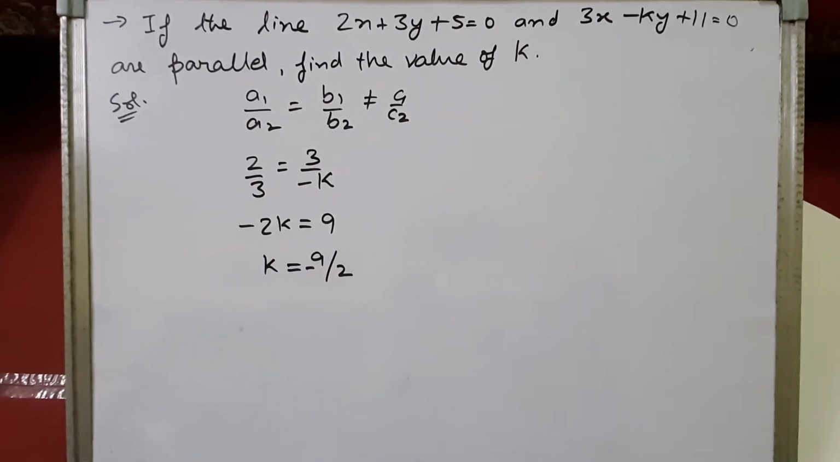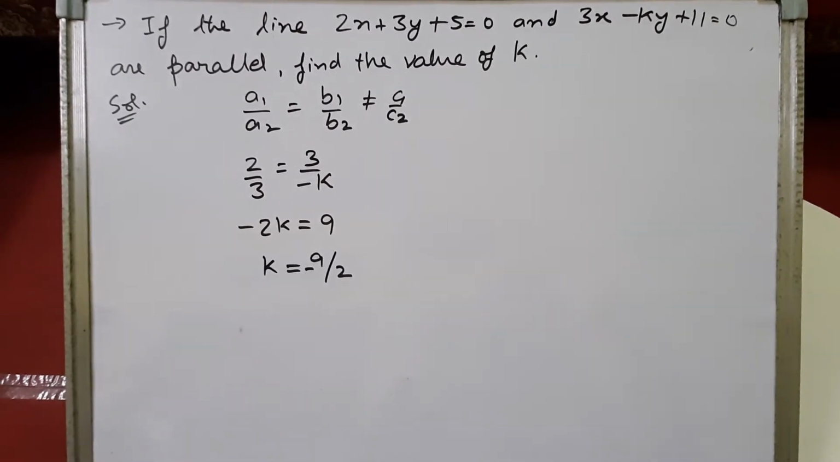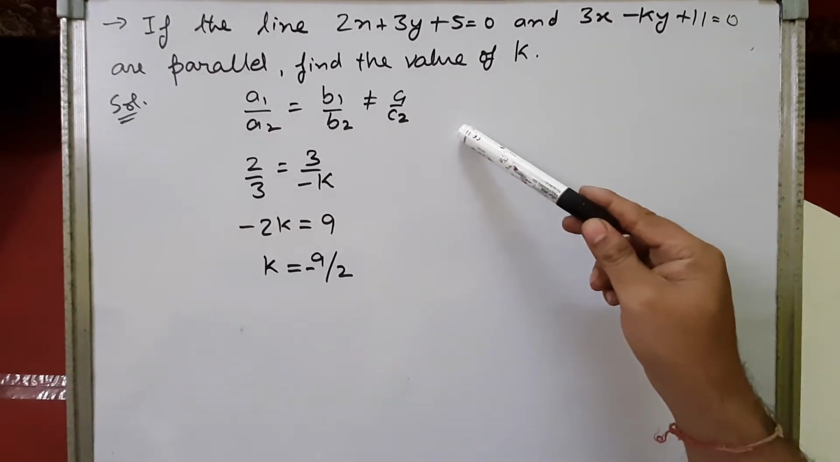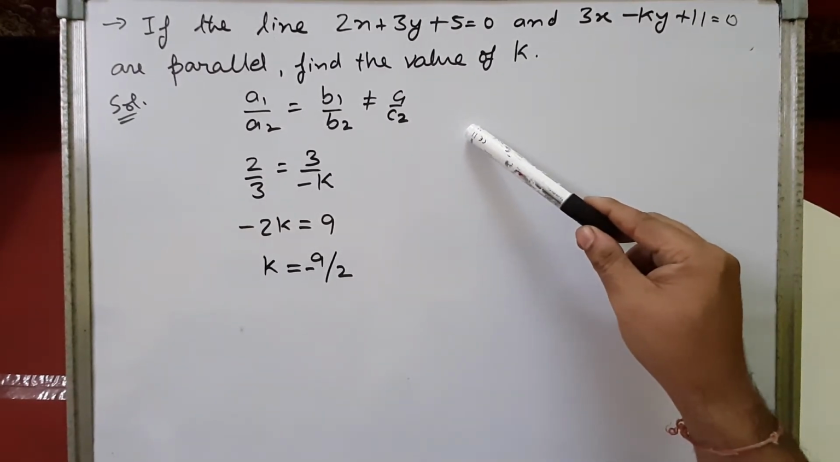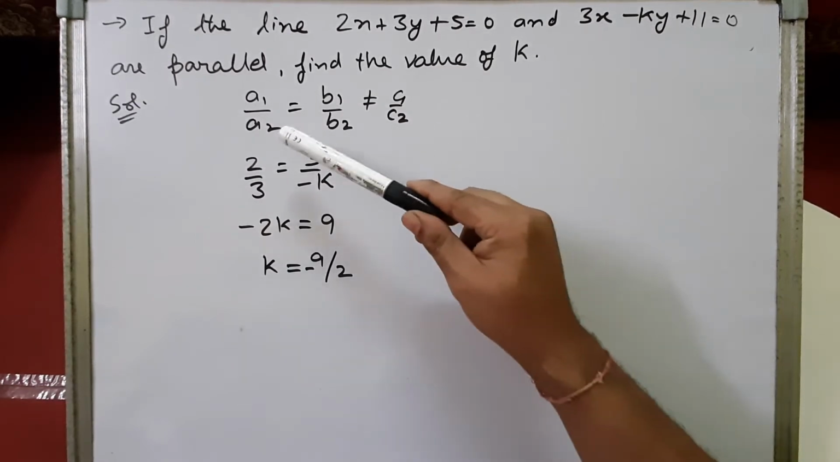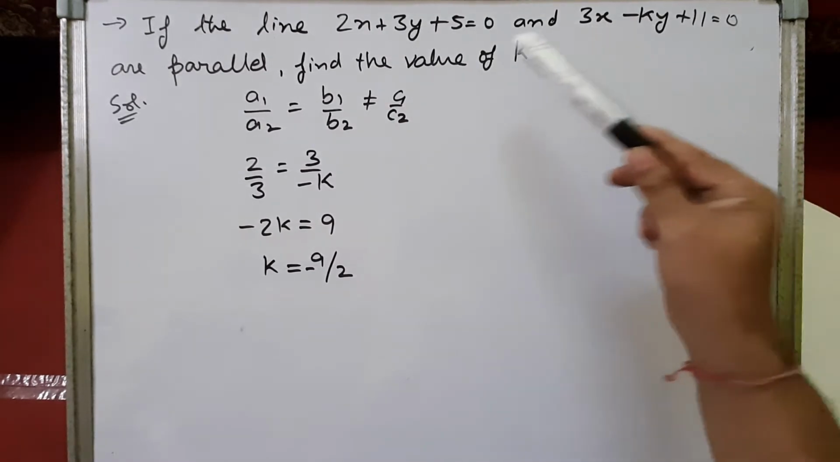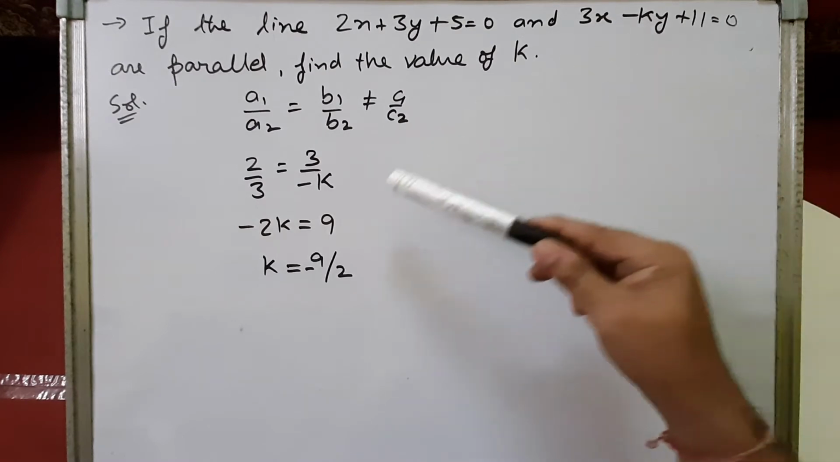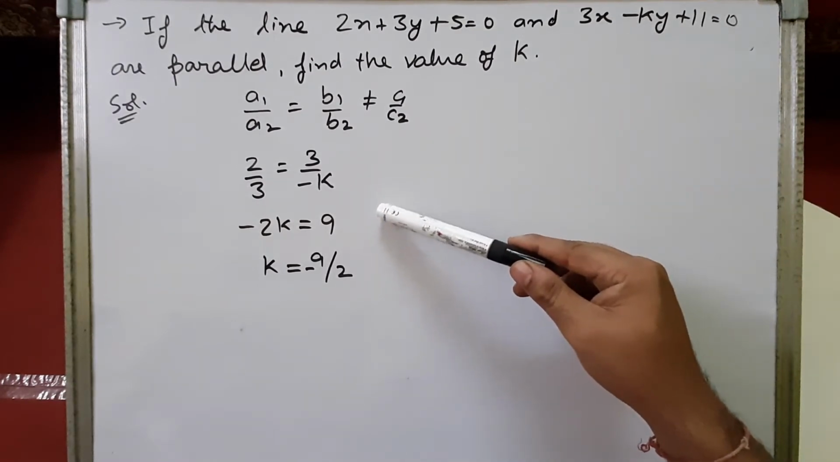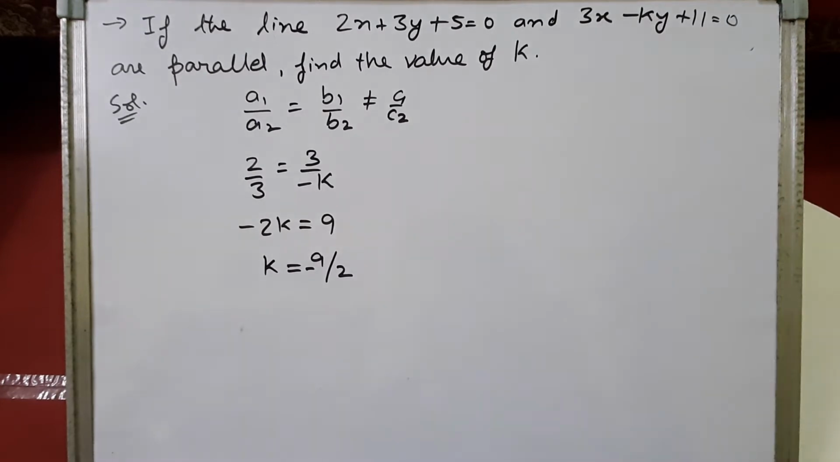Let's see a few sums, children. Here it is given that the lines 2x plus 3y plus 5 equals 0 and 3x minus ky plus 11 equals 0 are parallel, find the value of k. We know the condition for when the lines are parallel, which we have just discussed: a1 upon a2 equals b1 upon b2 and not equal to c1 upon c2. So when we equate a1 upon a2 equals b1 upon b2, a1 is 2, a2 is 3, b1 is 3 and b2 is minus k. So 2 upon 3 equals 3 upon minus k. When we cross multiply and solve, we'll get the value of k as minus 9 upon 2. Alright, note down please.